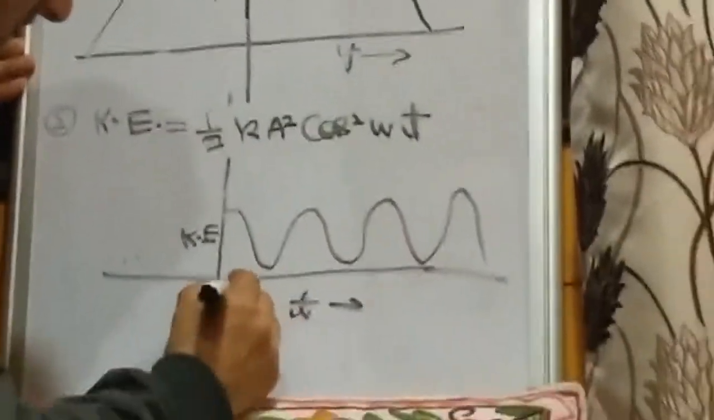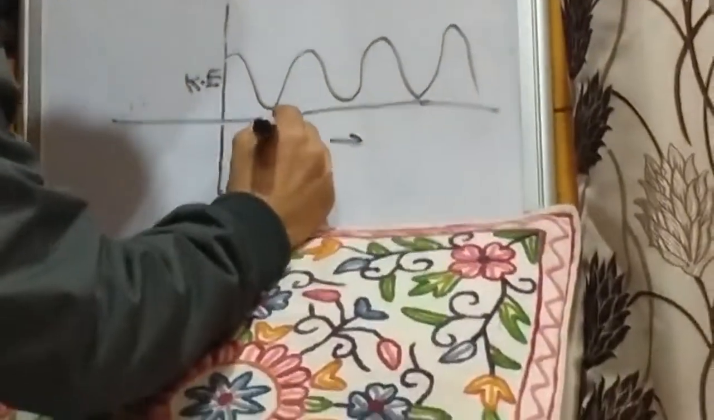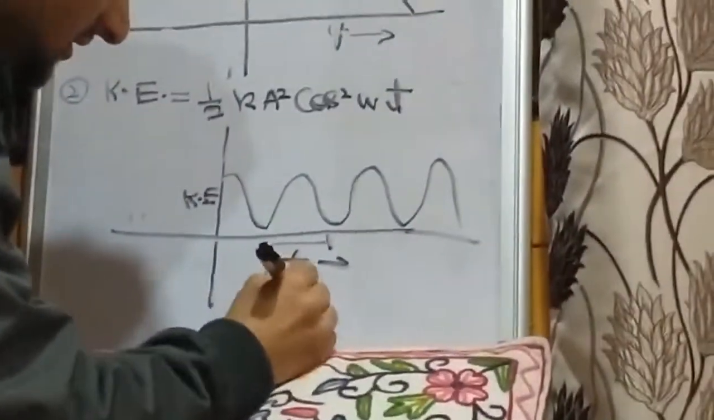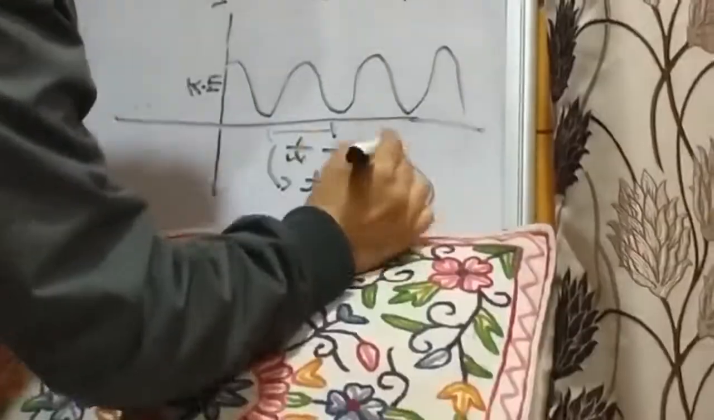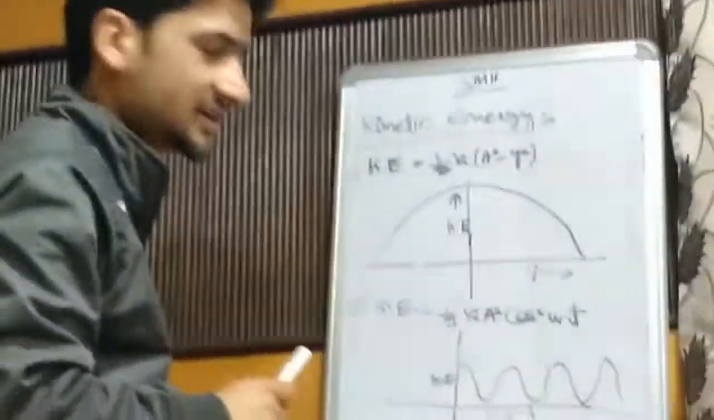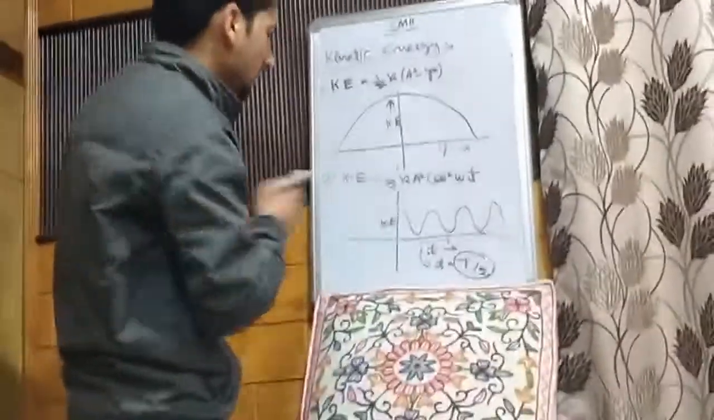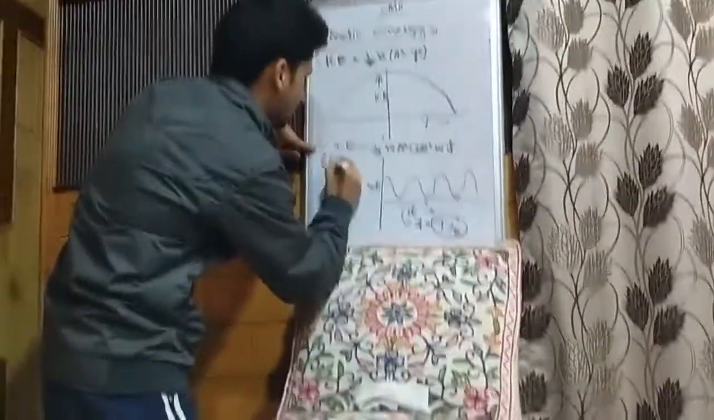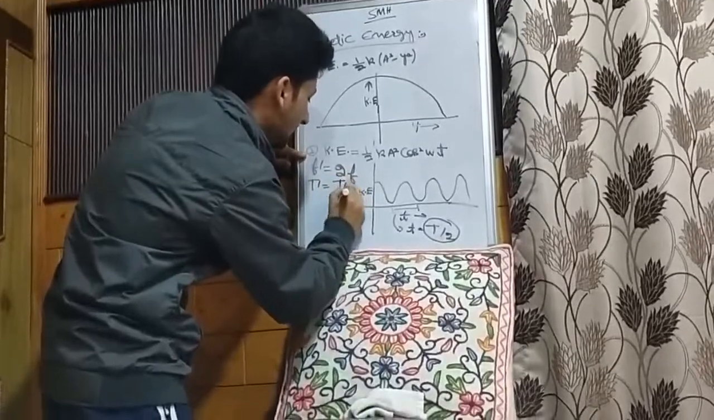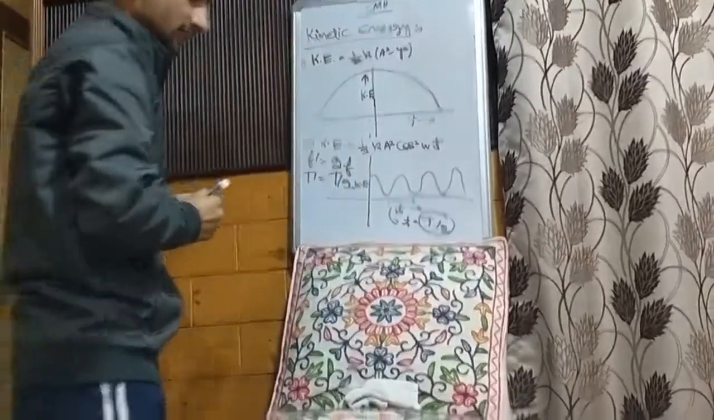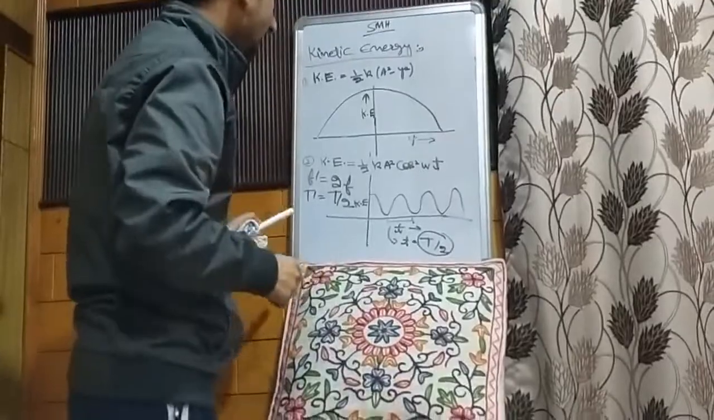And the time period for this is actually t by 2, because we have already learned that in case of kinetic energy, the time period gets halved and the frequency gets doubled. So f dash is going to be 2f and t dash will be equal to t by 2. So this was about kinetic energy.